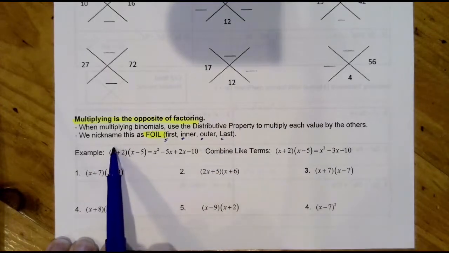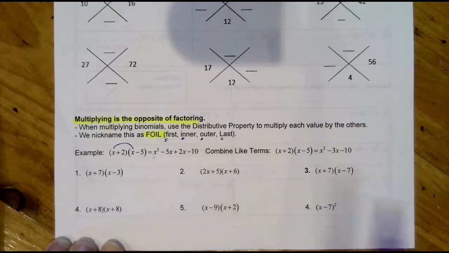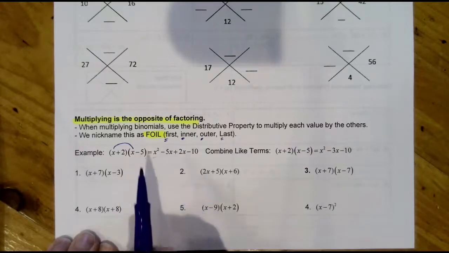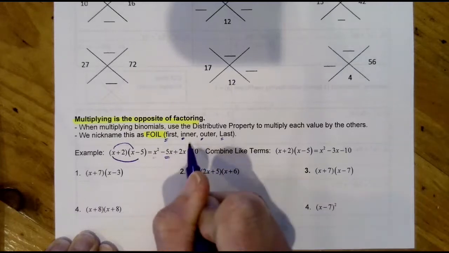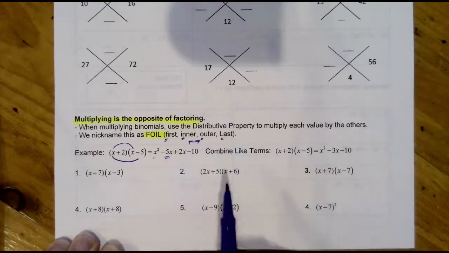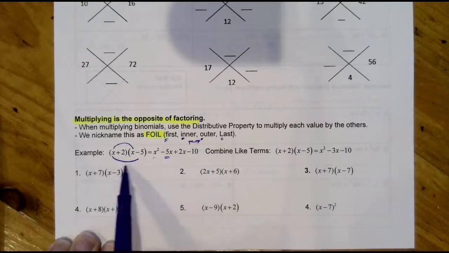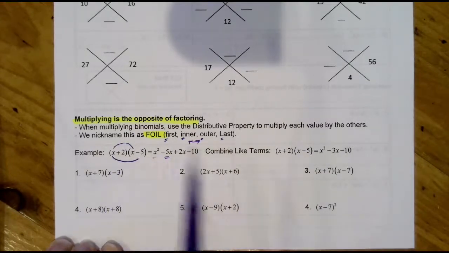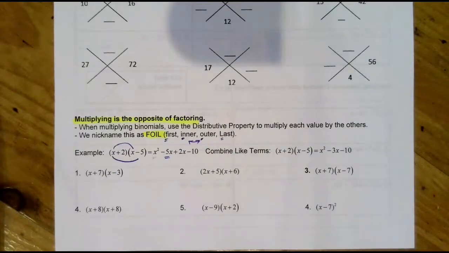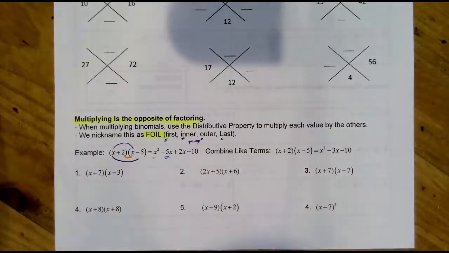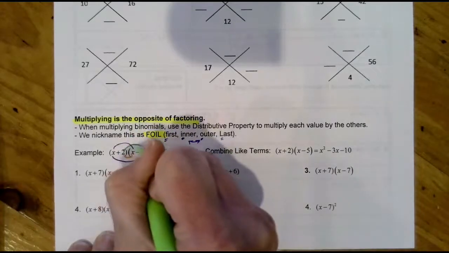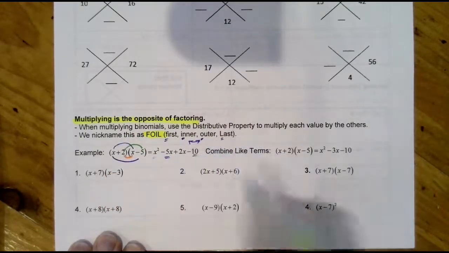So for example here, the product of my first terms is x squared. The product of my outside terms is going to be negative 5x. I should have reversed these: first, outer, inner, last. My outside product is x times negative 5. My inside product is 2 times x. And my last product is going to be 2 times negative 5, which is going to be 10.